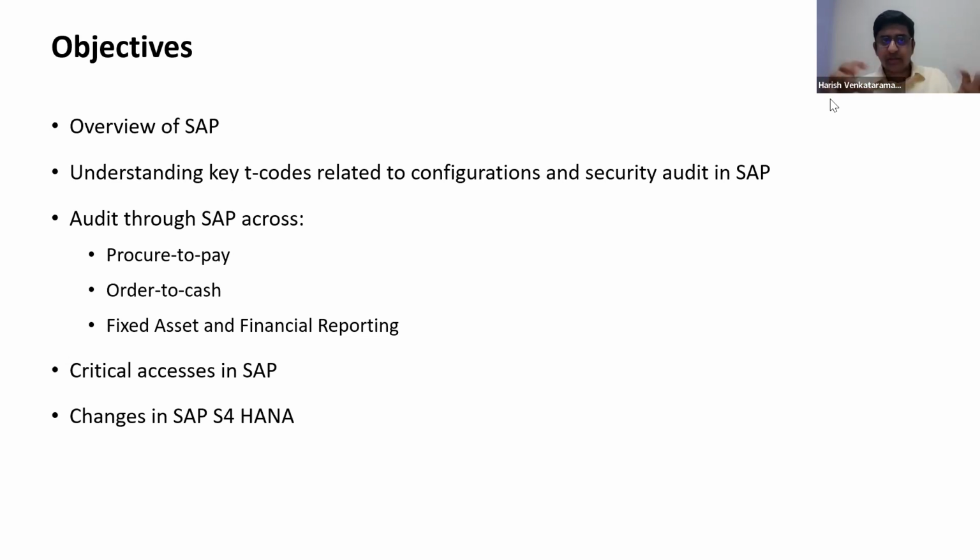And while we run through all of these, we will also look into some critical accesses in SAP and what could go wrong. While we also look into audit through SAP, we will touch at a very high level again on audit of SAP and the key changes between ECC and HANA that we should all embrace and appreciate: the difference between auditing in an ECC environment vis-a-vis the S4 HANA environment, right? This is the overall objective.